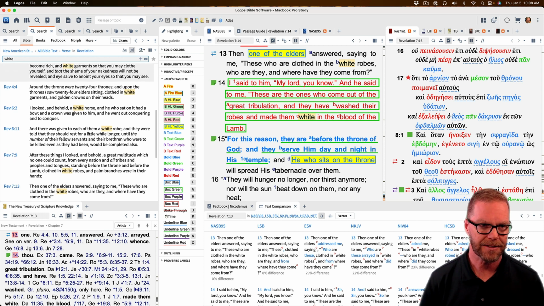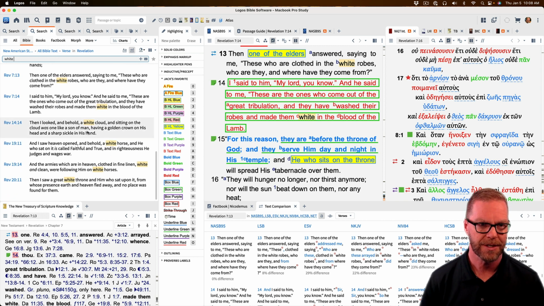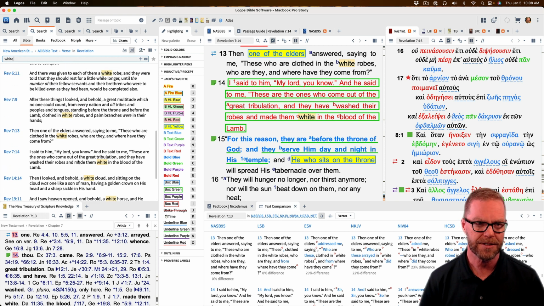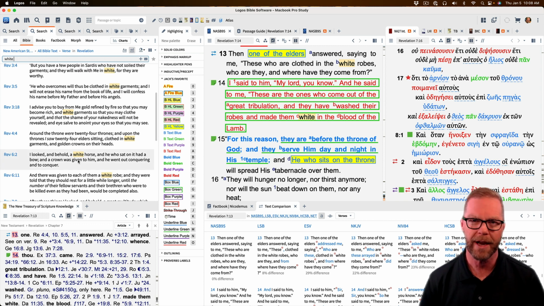So if I go down here, I'll see you've got white horse, white robes, made them white in the blood of the Lamb, white cloud, white horse, white and clean, fine linen, white and clean. See here it's linen, and the great white throne judgment. So I can get this verse here, Revelation 19:14, and all the verses here that talk about white robes, white garments, white fine linen, and kind of have a little systematic theology on the saints wearing white in heaven. So I'm going to do that.